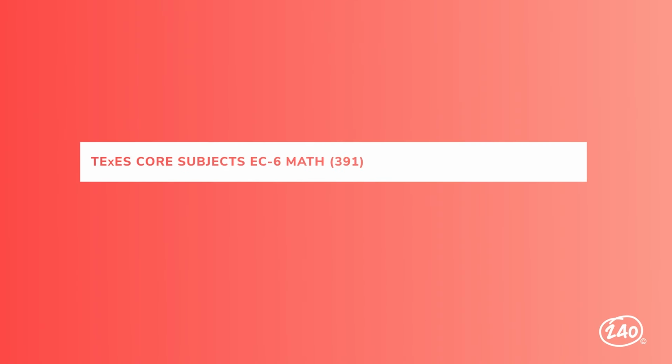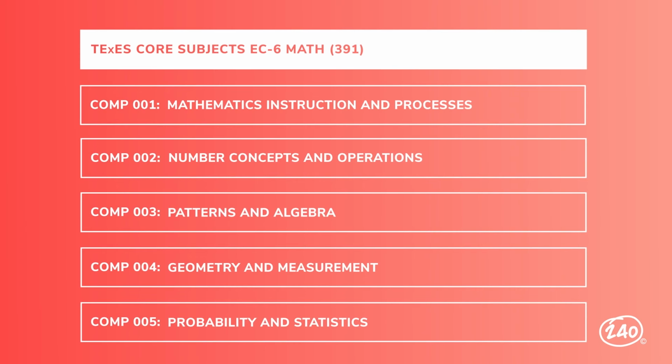Now the Core Subjects EC-6 Math consist of 5 areas called competencies. These 5 areas are mathematics instruction and processes, number concepts and operations, patterns and algebra, geometry and measurement, and finally, probability and statistics. As you may have already been able to tell, each of these competencies contains an entire section of math education. But don't worry, we'll break it down piece by piece.